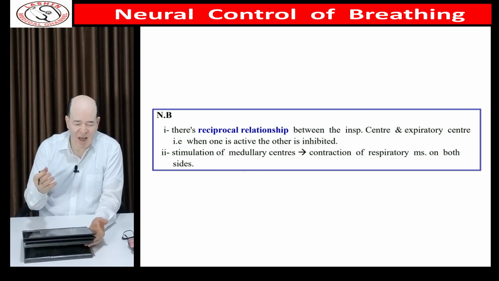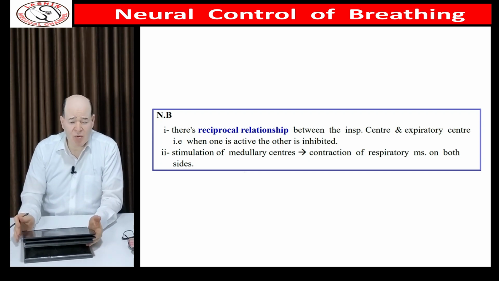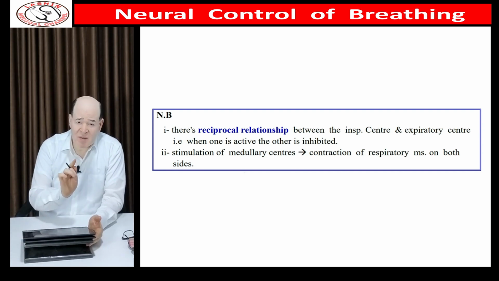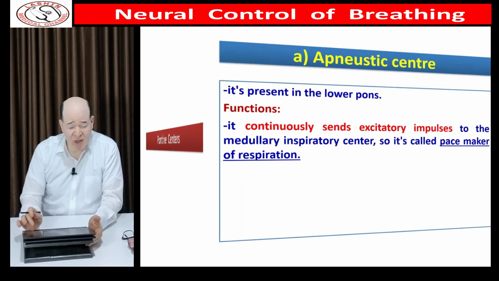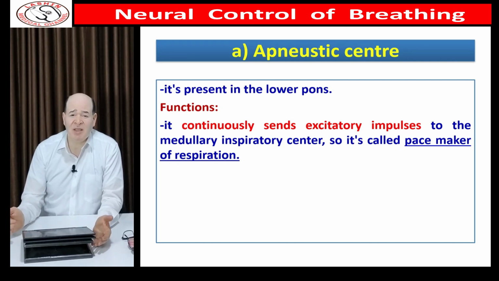This is logic. As we know, most of the centers that do opposite functions have a reciprocal relationship, so that when one of them is active, the other is inhibited. Pontine centers provide regulation for the medullary centers, and they generate the normal rhythm of respiration.